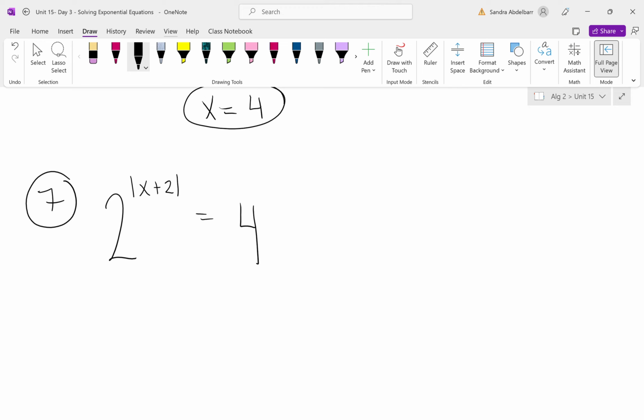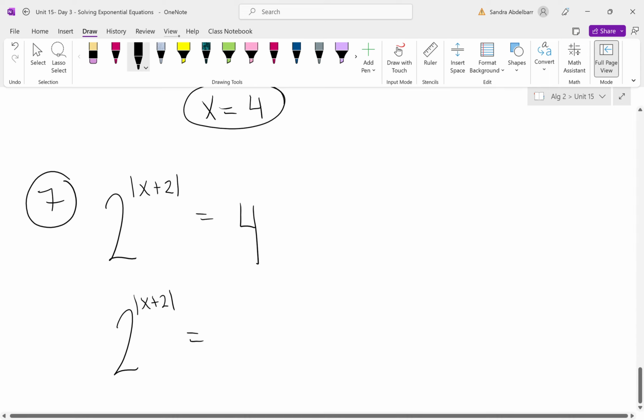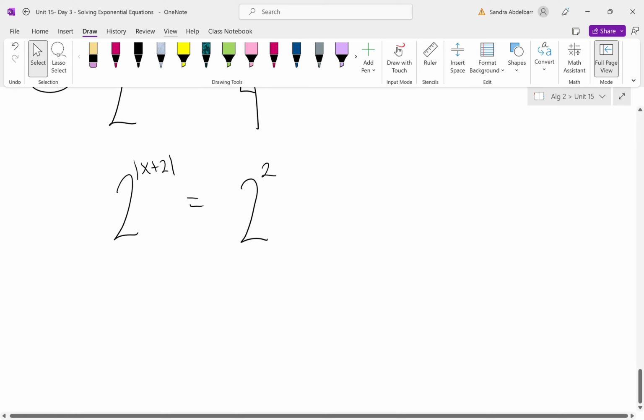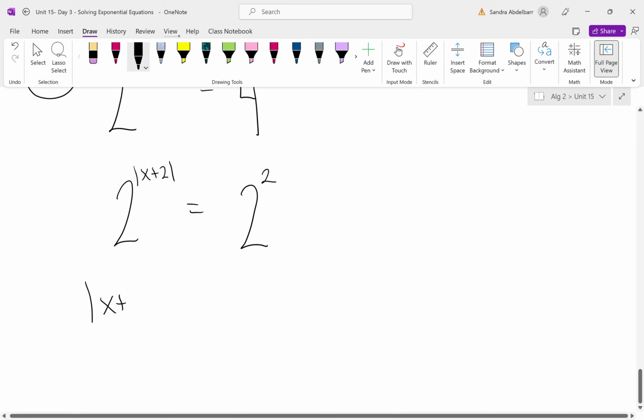All right, so 2 to the absolute value of x plus 2 equals 4. Don't get scared by the absolute value lines. We're going to do the same thing we always do. We're going to create our common base of 2. So we got 2 raised to the absolute value of x plus 2 equals 2 to the 2nd power. And then we set our exponents equal to each other. So the absolute value of x plus 2 is equal to 2.